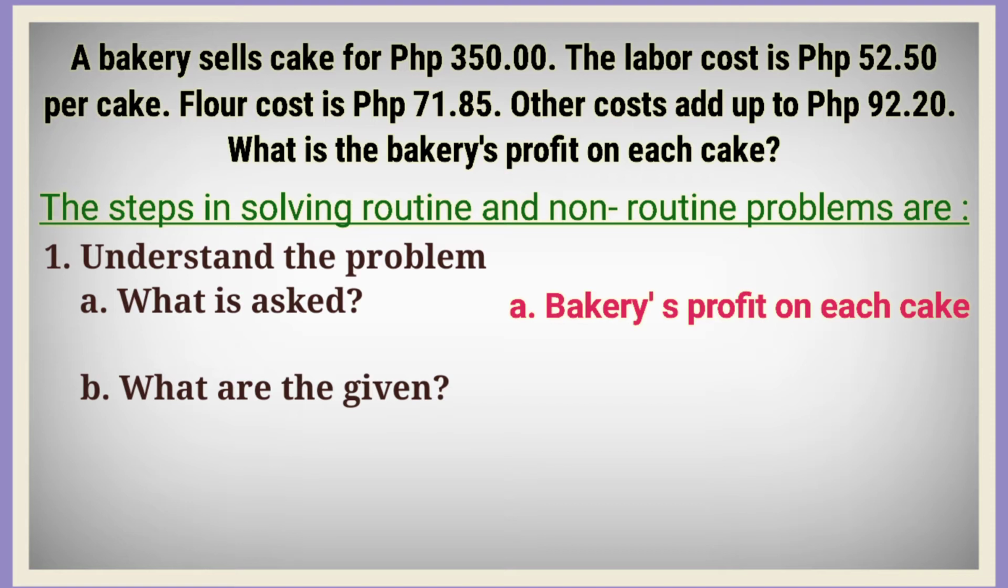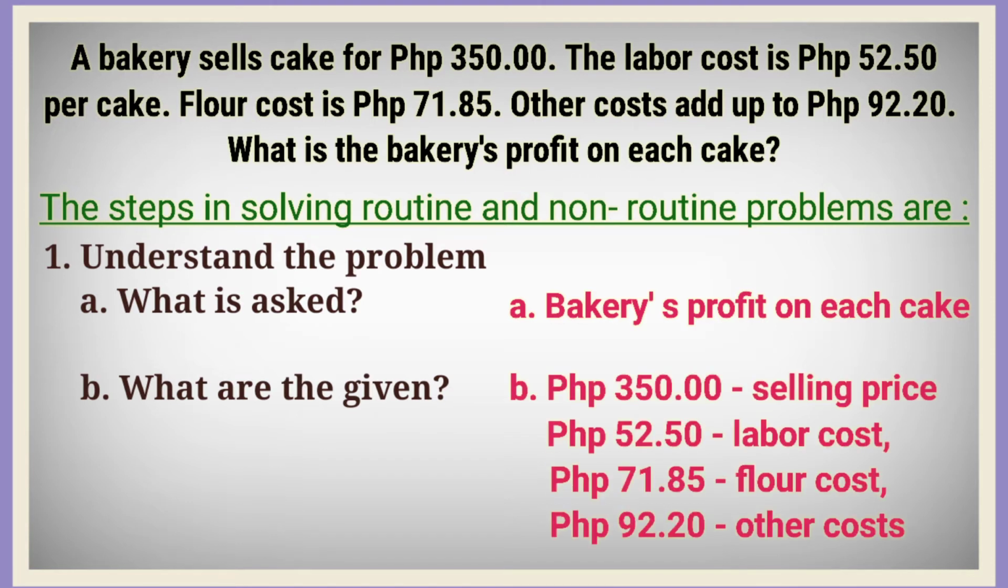The given facts of the problem are numbers and their information that may provide vital details and clues in solving the problem. In the problem, the given are 350 pesos, the selling price on each cake; 52 pesos and 50 centavos, the labor cost on each cake; 71 pesos and 85 centavos, the flour cost on each cake; and 92 pesos and 20 centavos, other costs on each cake.